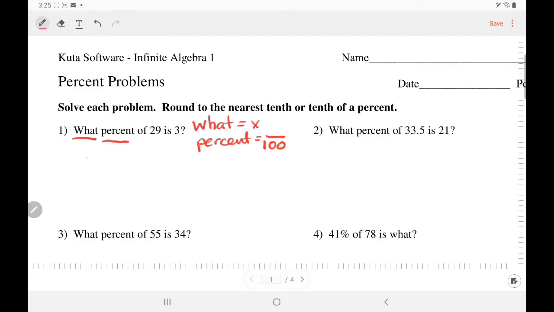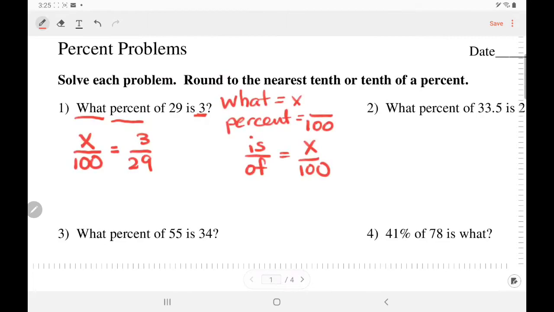So we always write what, which is X, percent, which means over 100, it's always equal to is over of. So the is 3 and of is 29. Once you have written that, then you cross multiply. It doesn't matter which direction you go, and I like to take the direction that involves the X first. So X times 29 is 29X equals 3 times 100 is 300.